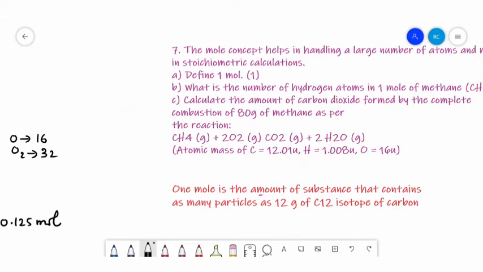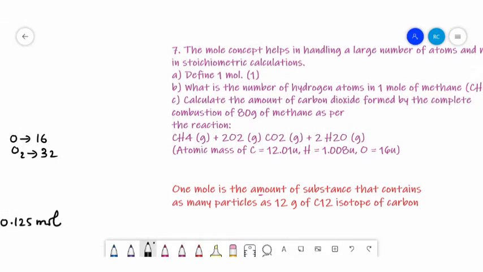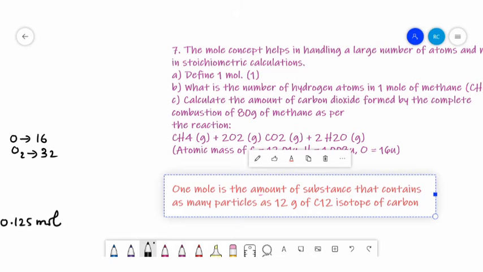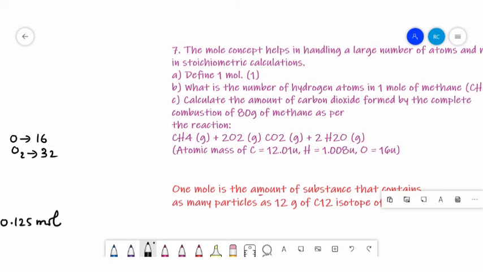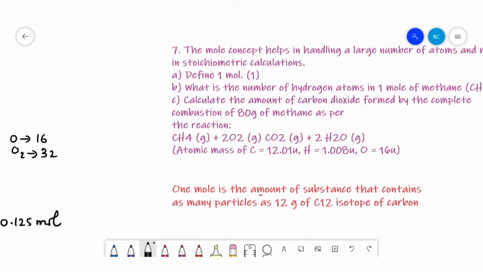Okay, then third one is calculate the amount of carbon dioxide formed by the combustion of 80 gram of methane as per the reaction. Reaction is given here. CH4 plus 2O2 will give you CO2 plus 2H2O. So this is the question. So we'll find out one by one. So define 1 mole. That is the first question.